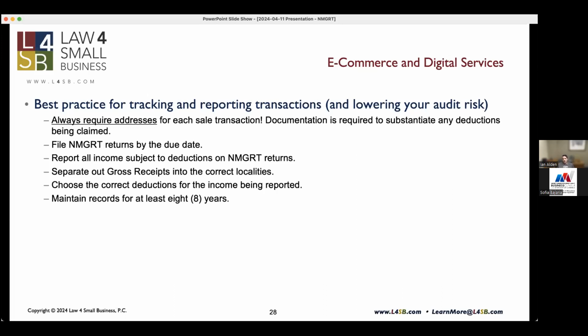And maintain records for at least 8 years, because Tax and Rev has a 7-year audit period, 7 years from, if I'm remembering right, from when the return was due. So you want to make sure that you're keeping the records for at least 8 years.